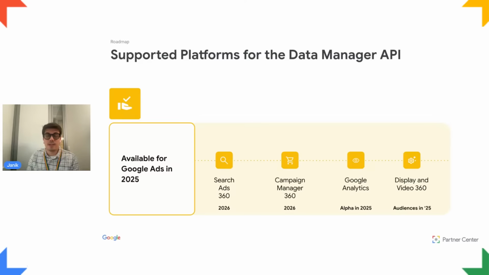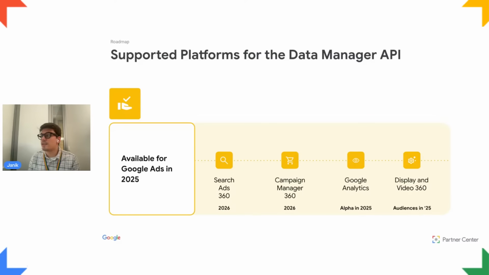What is also coming is support for Search Ads 360. It's on the roadmap for 2026. The same for Campaign Manager 360, which is also on the roadmap. And that means for both of these tools, conversions and also audience capabilities to be sent via Data Manager API.